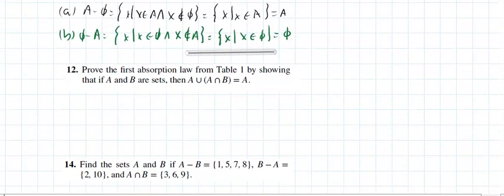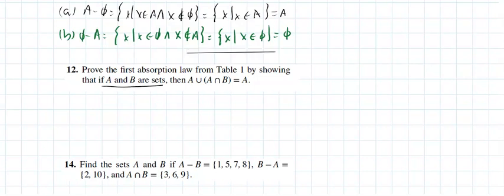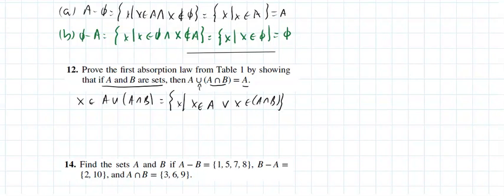Problem number 12. Prove the first absorbing law. I guess in the table, you can look at the table, it's in the lesson, show that if A and B are sets, then A union A intersect B is A. Well, here we say if we let X belong to this set, then that means X belongs to A or X belongs to the set A intersected B. That's how the definition works.